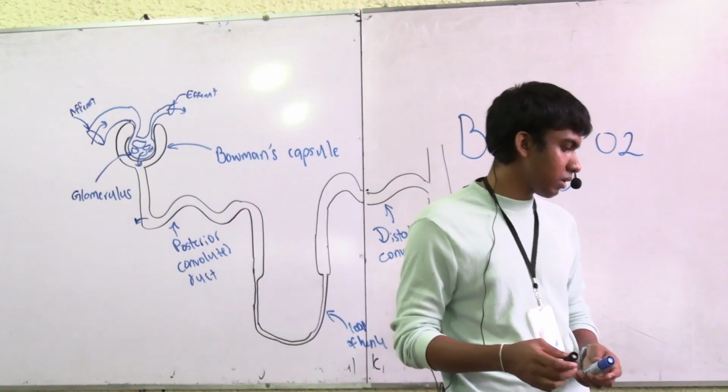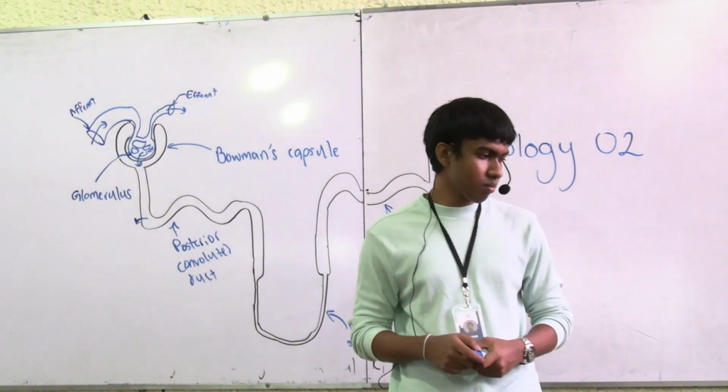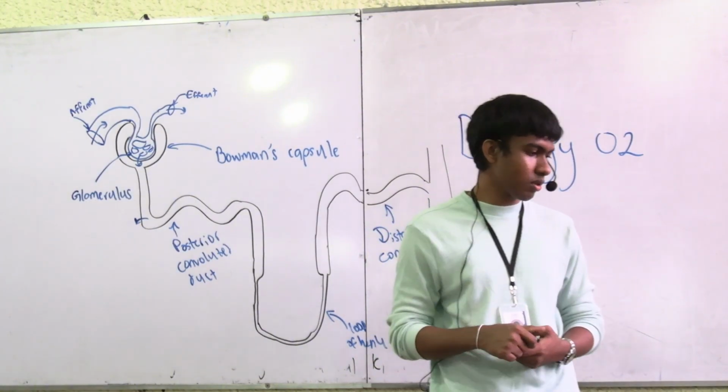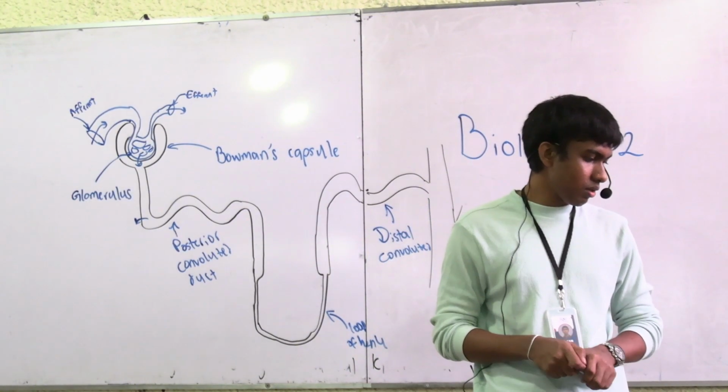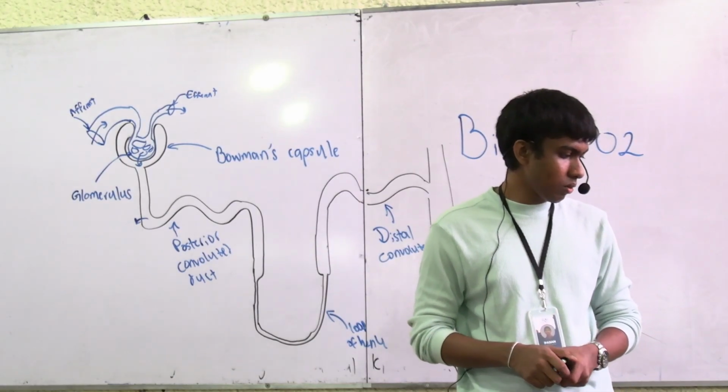Eighth one, the liver is an organ. We classify the liver to be an organ. It's not a tissue, it's not a cell, it's not a system. The liver belongs to the digestive system, so it's an organ.